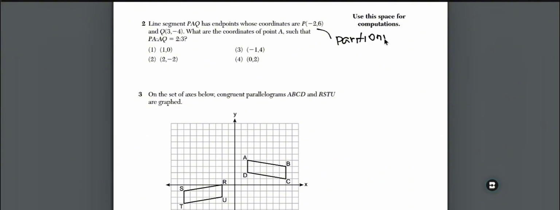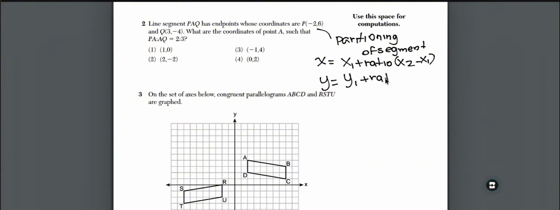And for the Regents, it is very important that you know the formula for partitioning a segment. There are many formulas, but I'm going to give you the one that I'm most comfortable with, the one I use most often. For the x coordinates, you're going to do x1 plus the ratio times x2 minus x1. And for the y coordinates, you're going to do similar: y1 plus the ratio times y2 minus y1.